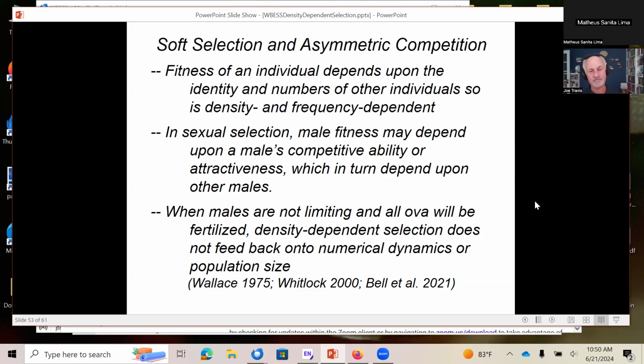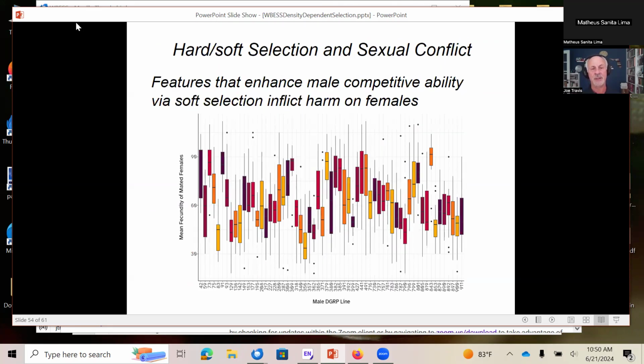But there's a context in which this might not be true. Sexual conflict, hard and soft selection, and sexual conflict. Features that enhance male competitive ability via soft selection can inflict harm on females. This is a graph produced by my student Sarah Kettlecamp, former PhD student, in which there are a number of genetic lines, what are called the DGRP lines, of male Drosophila melanogaster.